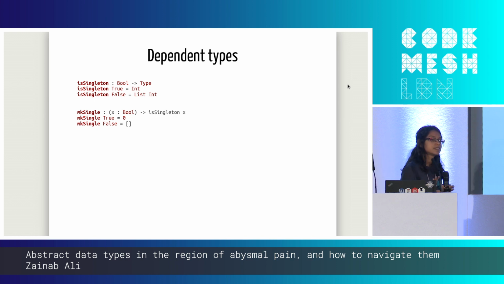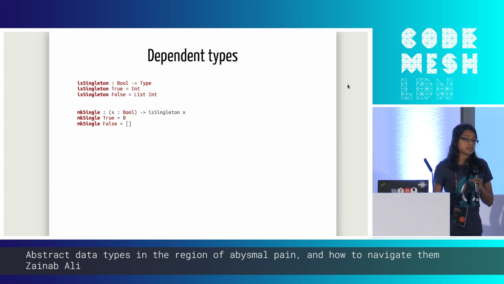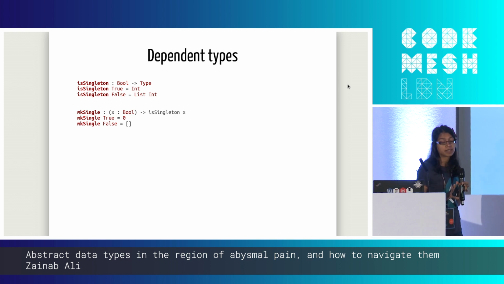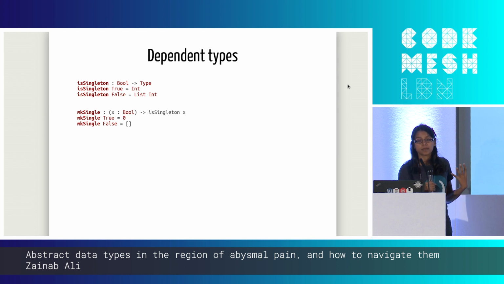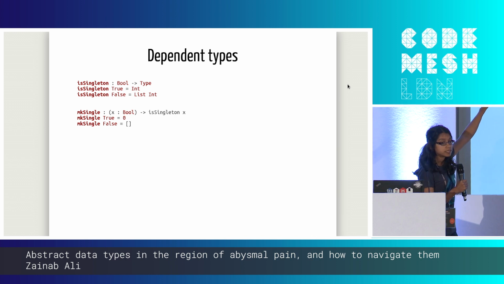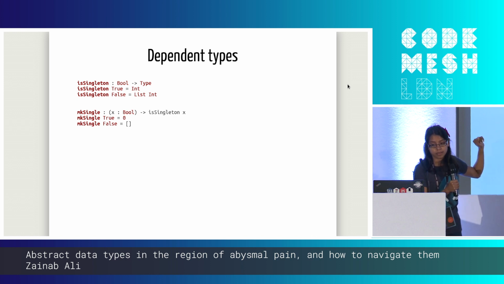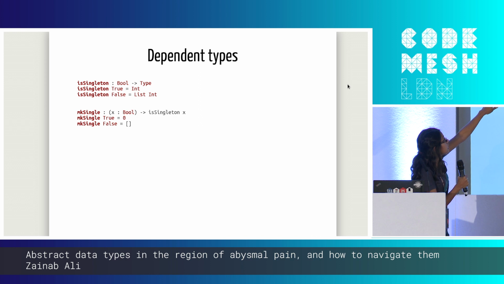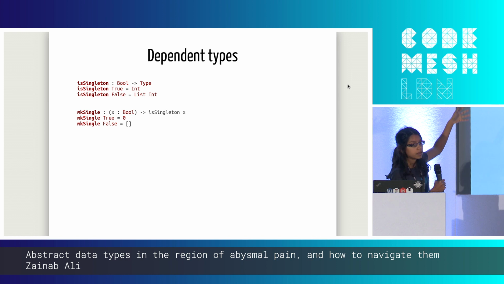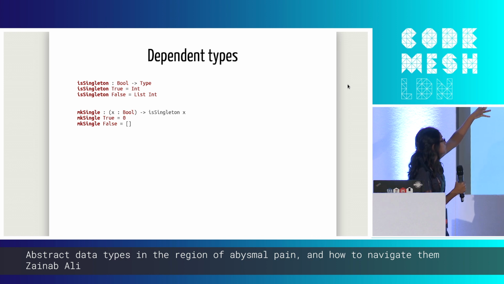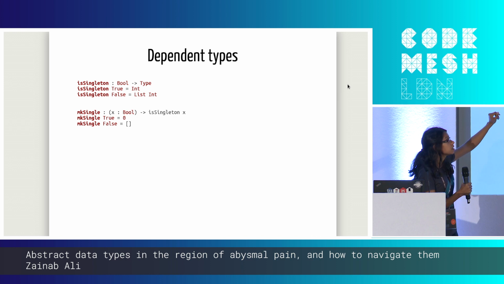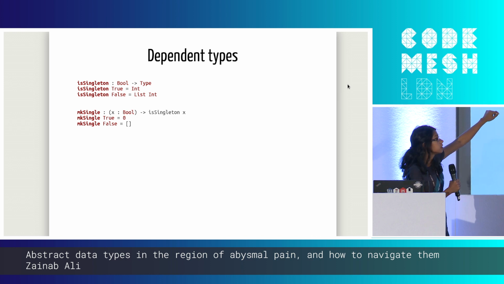Now, it turns out that in a language like Idris, you can do this, because Idris has a feature called dependent types. And dependent types are ways of computing types based on values. Here I have a function, isSingleton, which takes in a value of type Boolean and returns a type. If that value is true, it will return an int, and if that value is false, it returns a list of int. I can then write another function, makeSingle, which takes in some Boolean and returns something of type isSingleton.